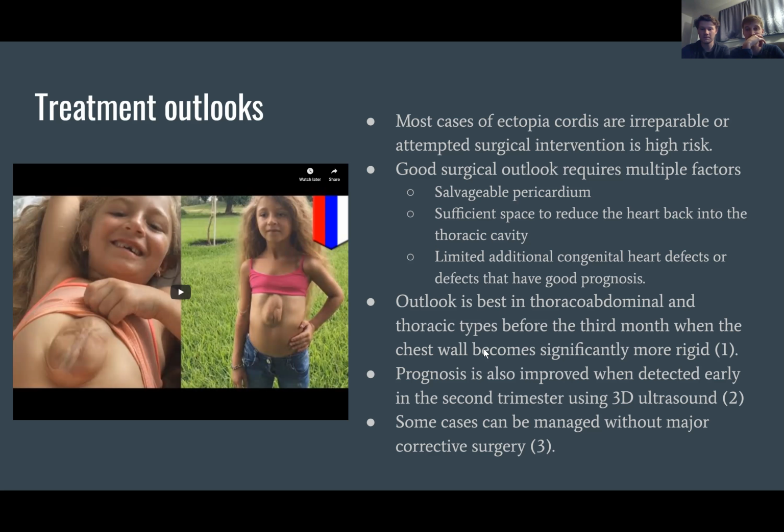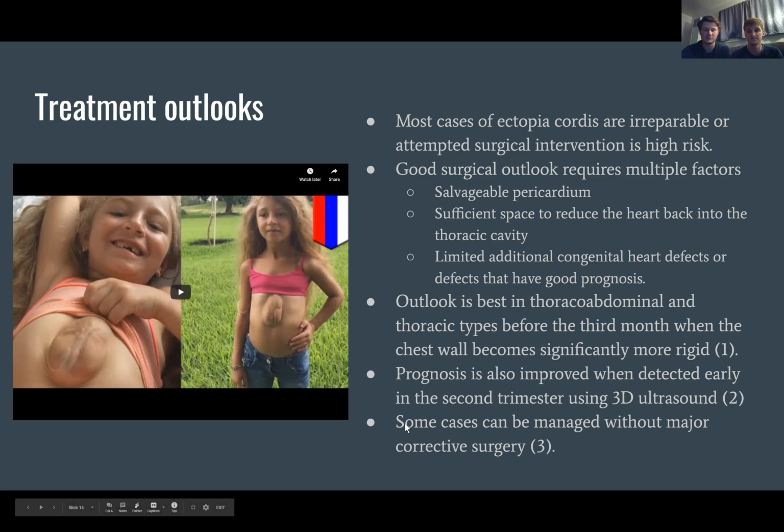So prognoses are also improved when they're detected earlier on in pregnancy. It can be detected as early as the second trimester using 3D ultrasounds. And that basically just helps us to understand how the birth process can be made easier to prevent further damage, or to determine whether or not the baby needs to be aborted earlier on in order to save the mother.